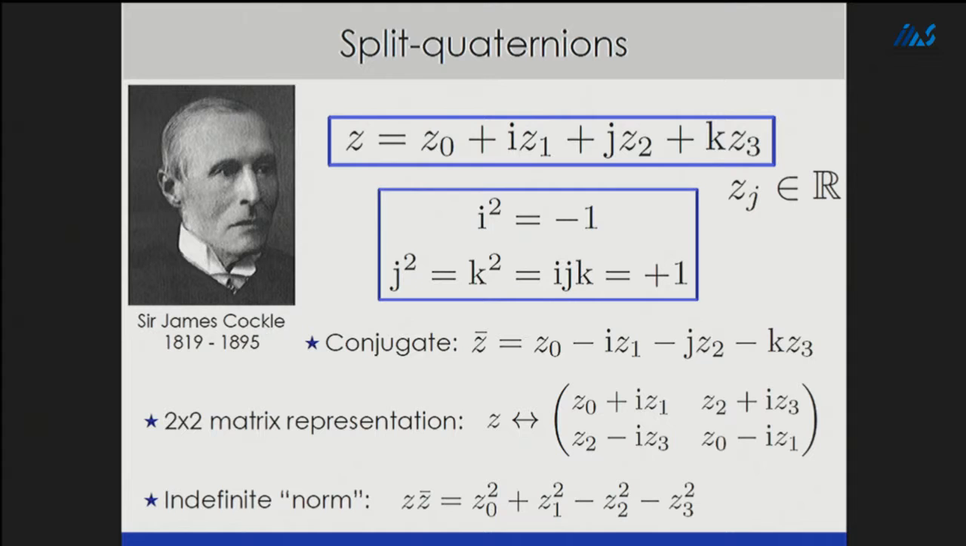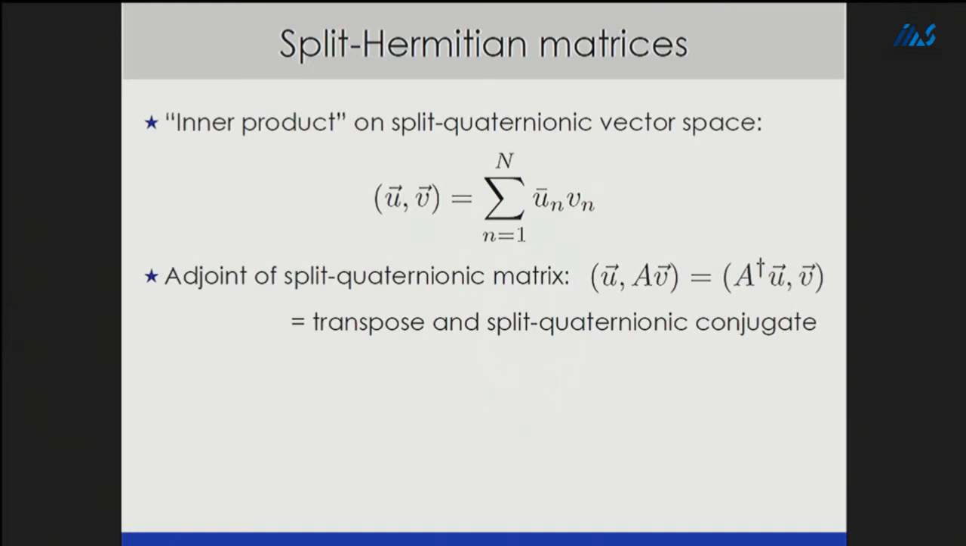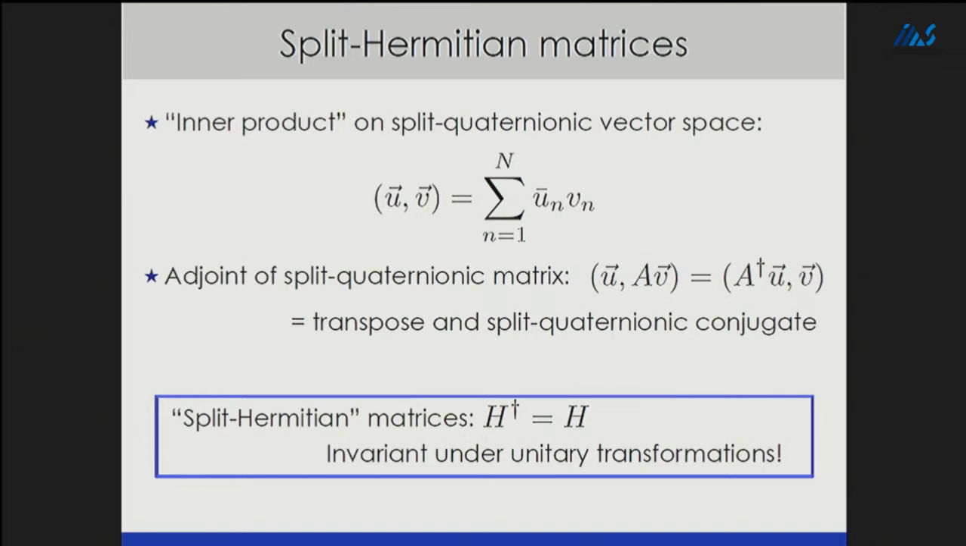What we argue now is that you can build matrices out of them, and they might have something to do with PT symmetry. To talk about matrices, and Hermitian matrices in particular, we need something like an inner product space, but that's quite easy. We define the inner product on a split quaternionic vector space the same way we would naively do it: we take the component-wise product and conjugate one of the components. Then we can define an adjoint of a split quaternionic matrix the same way we usually do. As a matrix, this adjoint is just the transpose and the split quaternionic conjugate. Now we can call matrices that are the same as their adjoint split Hermitian.